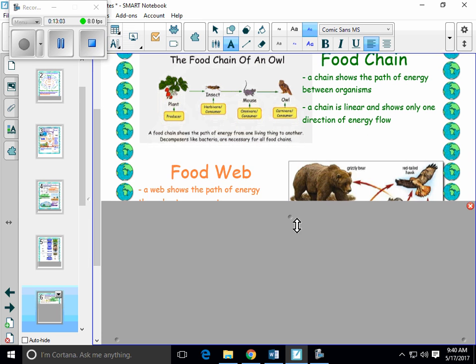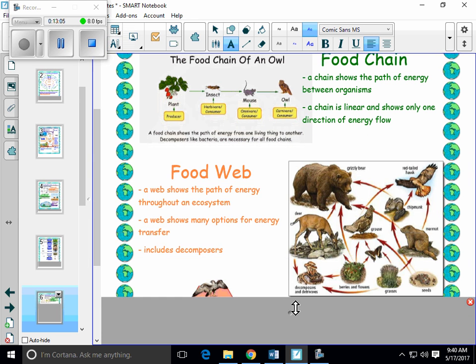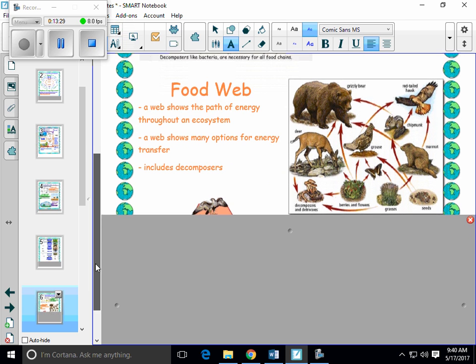A food web looks very different, looks a little more confusing. It's got a lot going on. The web shows the path of energy throughout the entire ecosystem. So all of these organisms might live in the same ecosystem, and there's lots of arrows going on in the diagram. So the food web shows many options for energy transfer. A food web also has decomposers in it, which a food chain usually doesn't show.